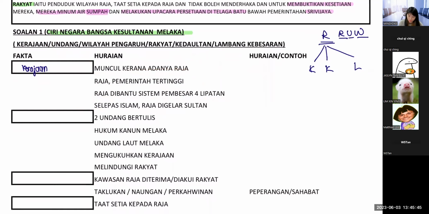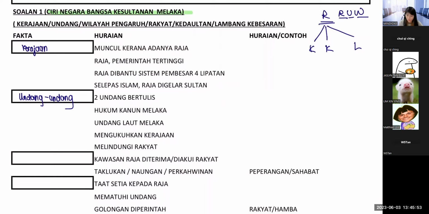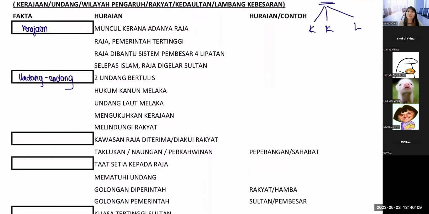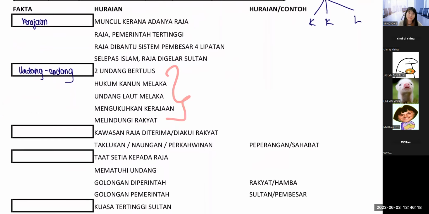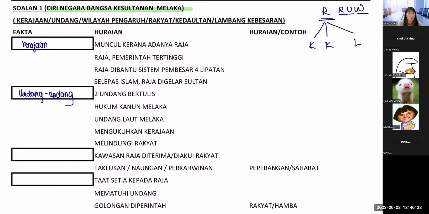Then the second one is undang-undang. Selepas Islam pula, undang-undang mempunyai 2 jenis undang-undang bertulis, iaitu Hukum Kanun Melaka dan Undang-Undang Laut Melaka. Undang-undang tersebut untuk mengukuhkan kerajaan serta melindungi rakyat. Like this, you already got your answer. Complete. Settle. And then you continue with your wilayah pengaruh.